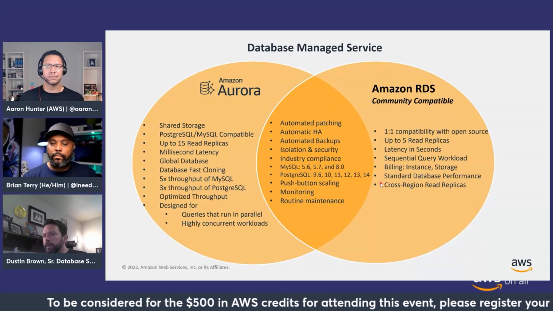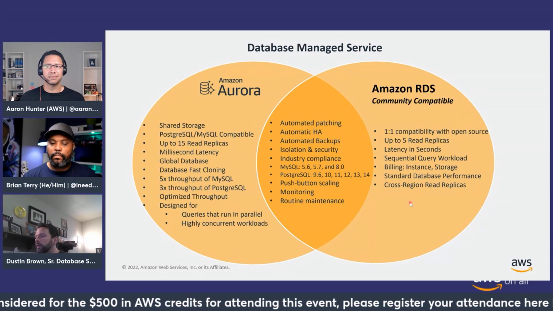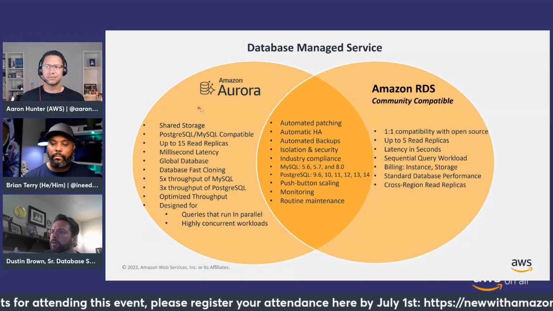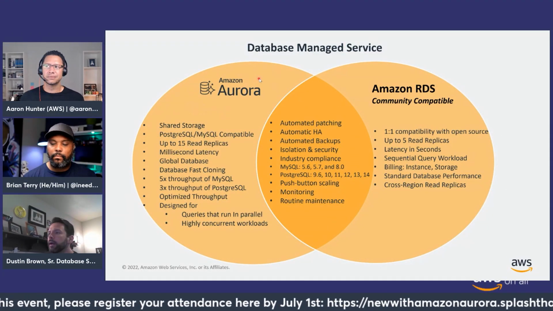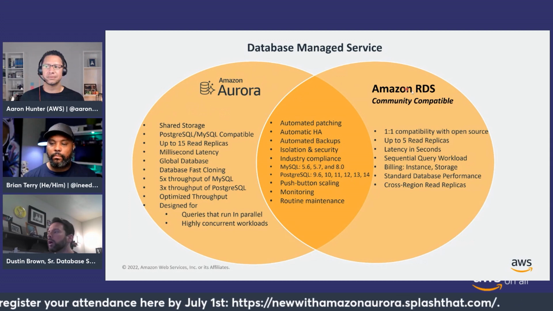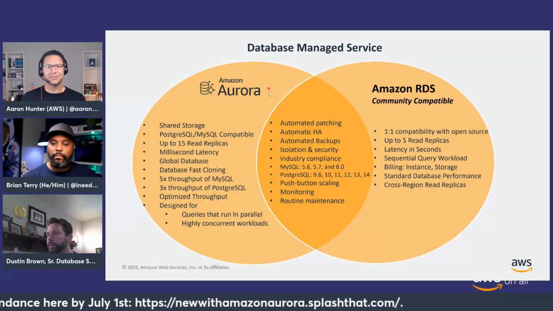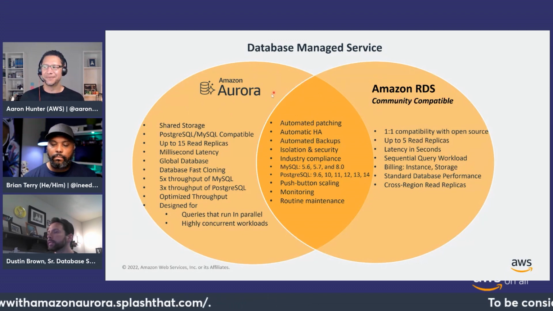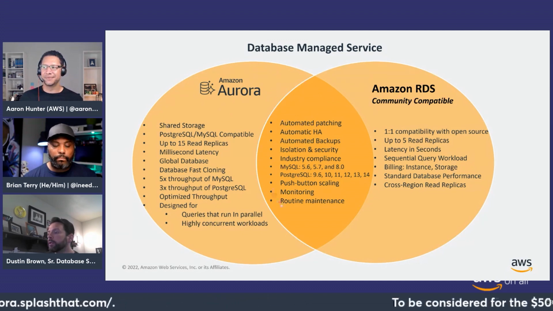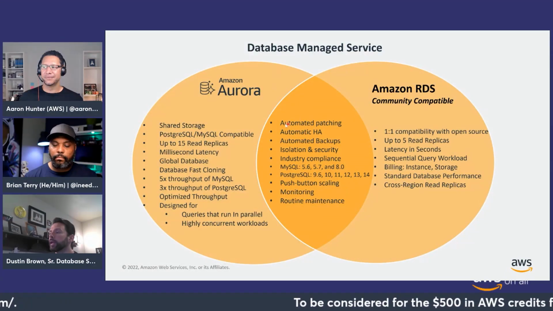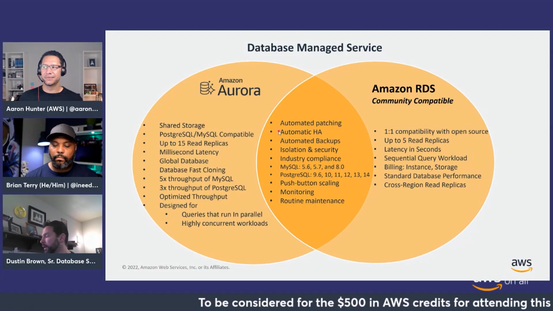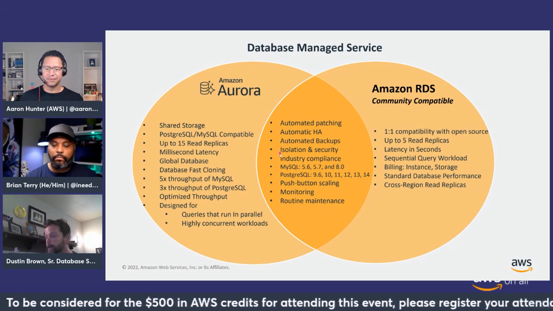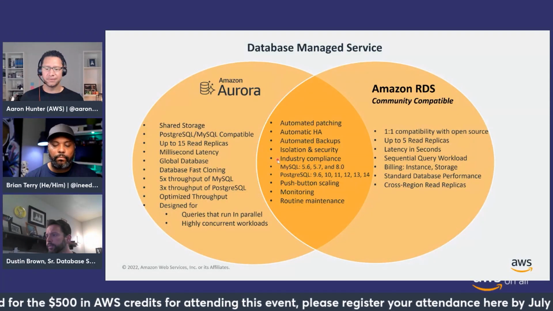So this is a useful Venn diagram that I feel would be appropriate to share. I wanted to really focus on Amazon Aurora, since the terms RDS and Aurora are sometimes used interchangeably. We have two very similar products in some regards. And you'll see in the middle here that with both of these products, you're getting automated patching, automated HA, automated backups, isolation and security, and industry compliance standards.